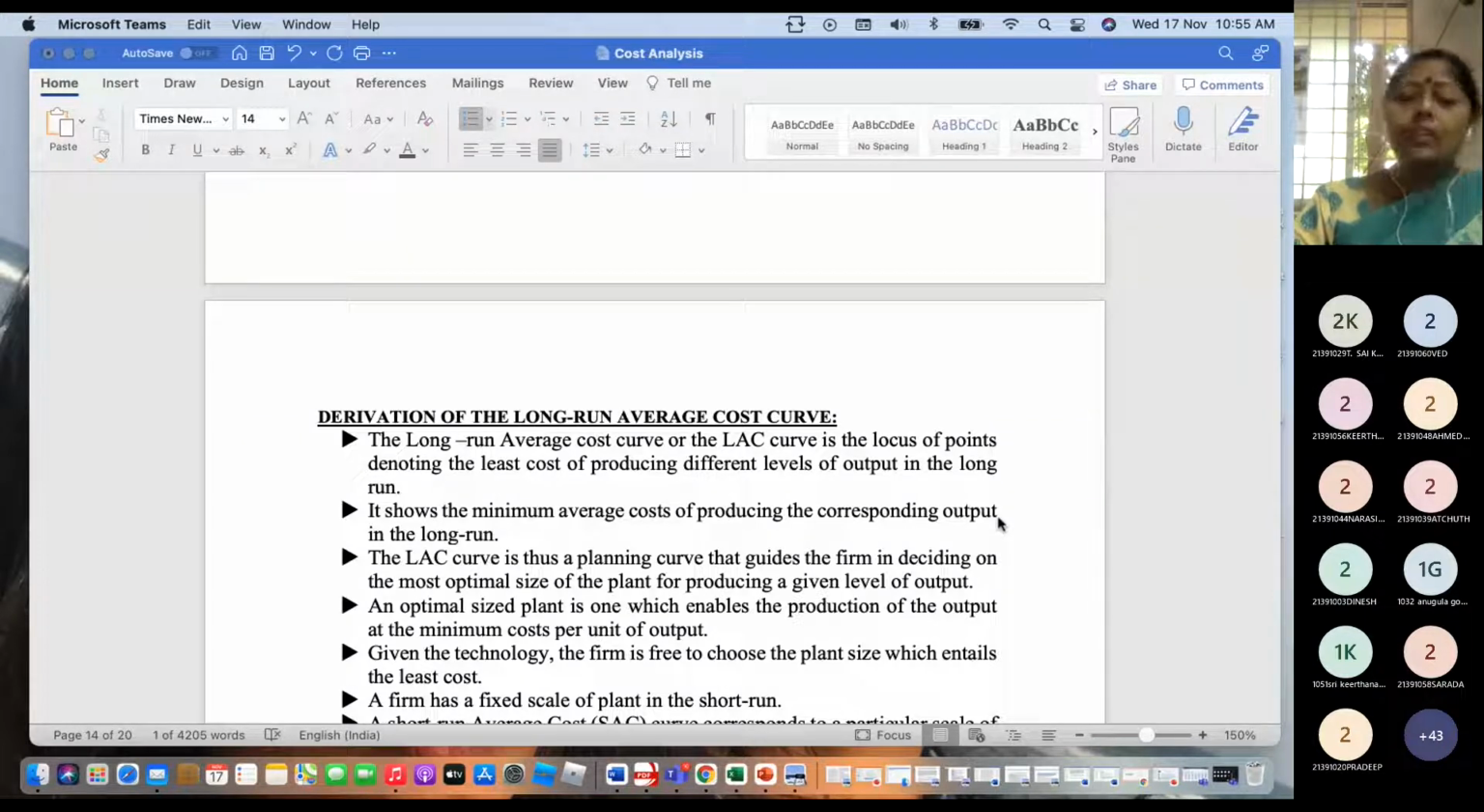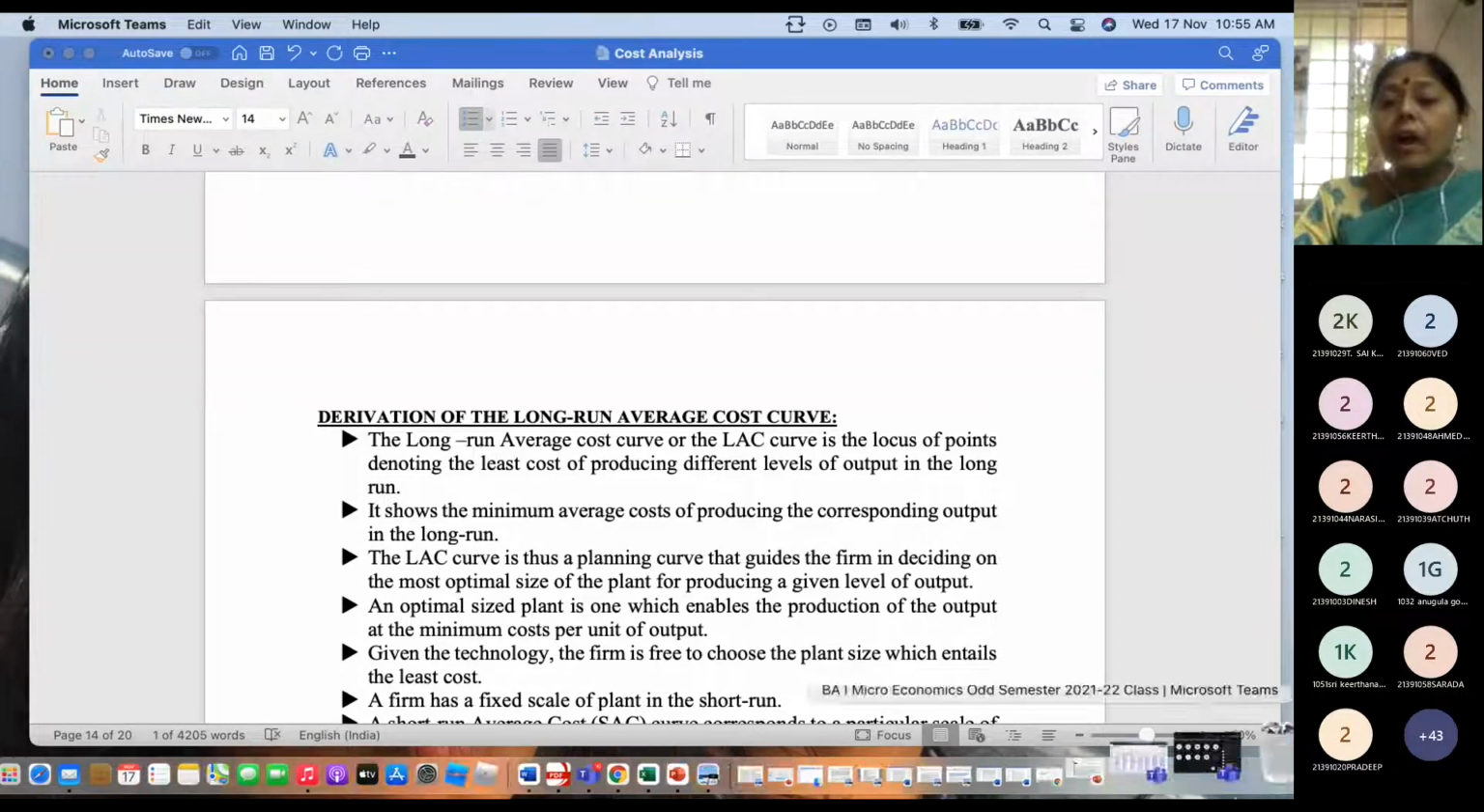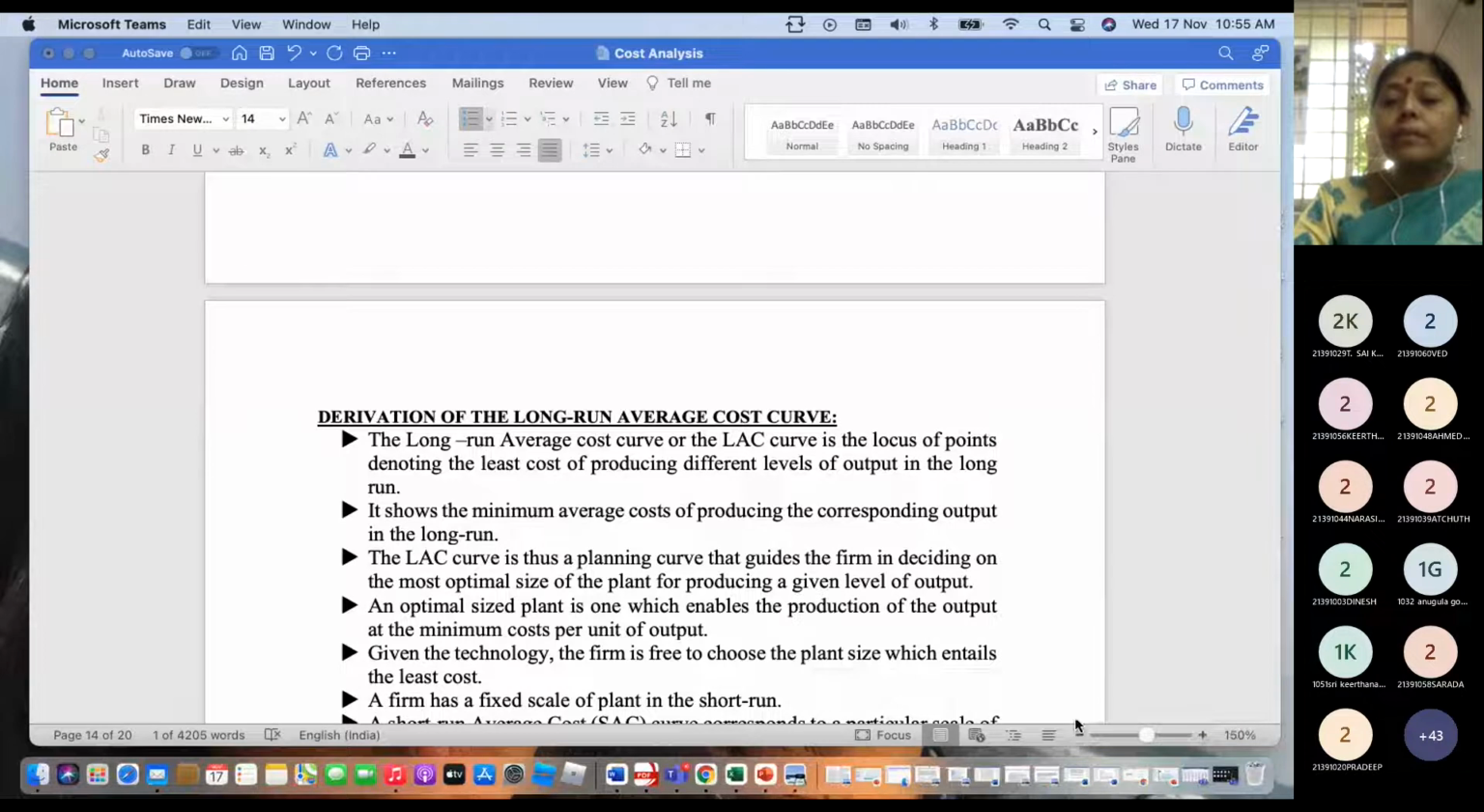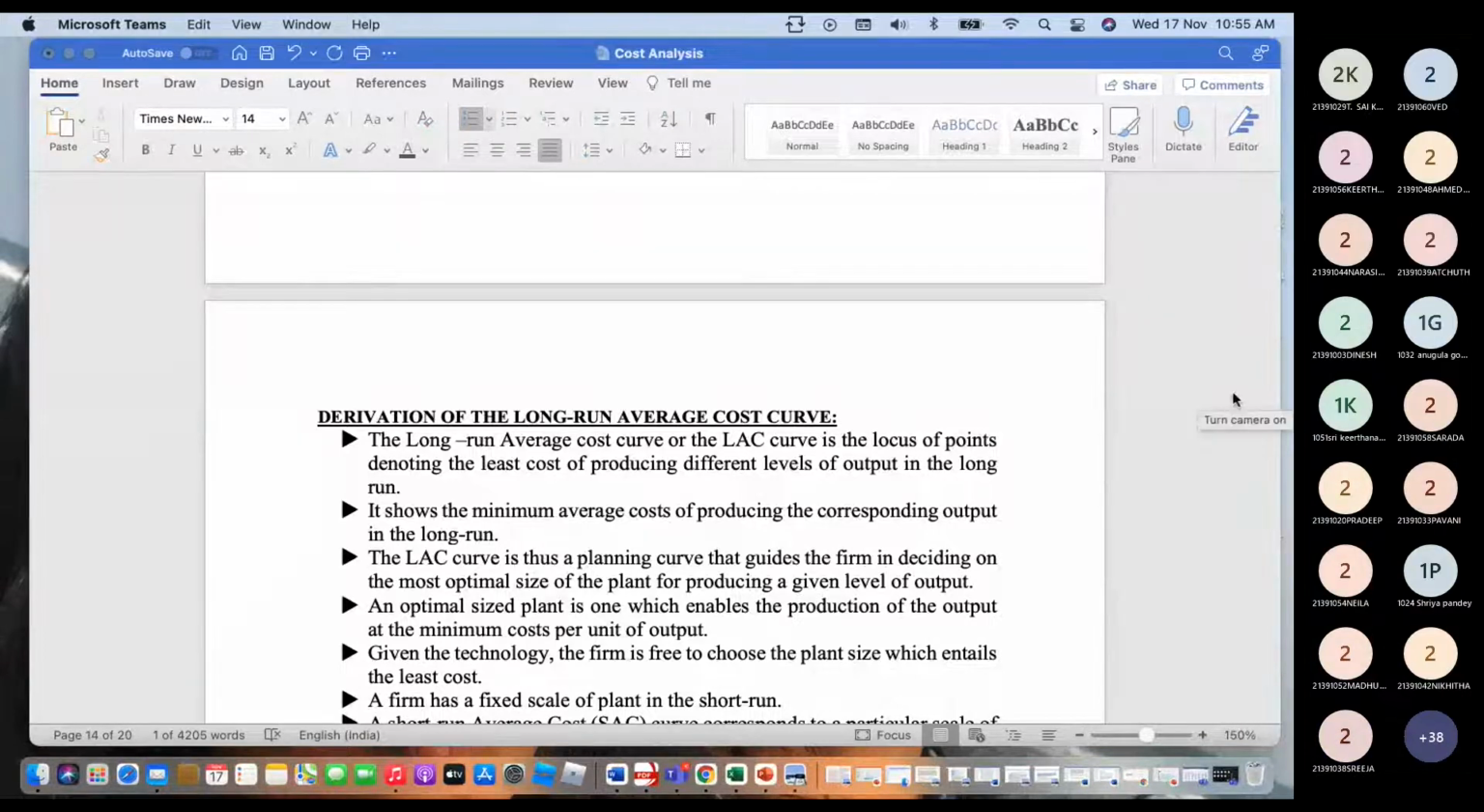Average cost is nothing but the cost of the product per unit. We say cost per unit, which means whatever is the total cost divided by whatever is the amount produced by the firm will be called the cost per unit.